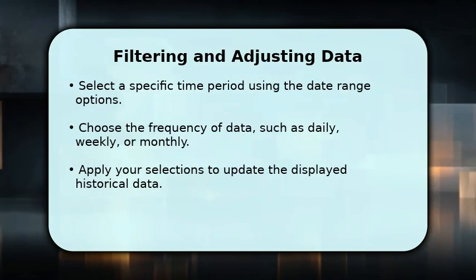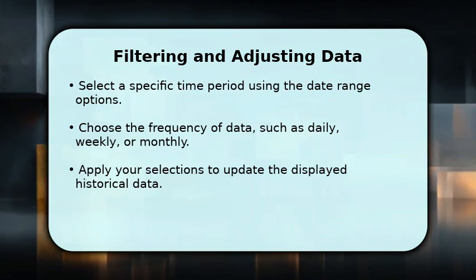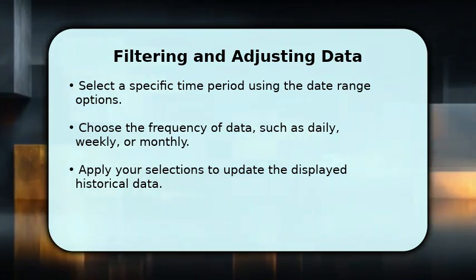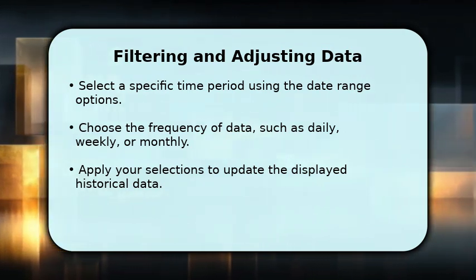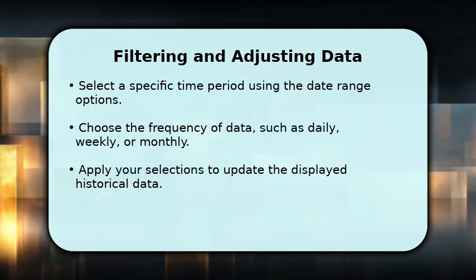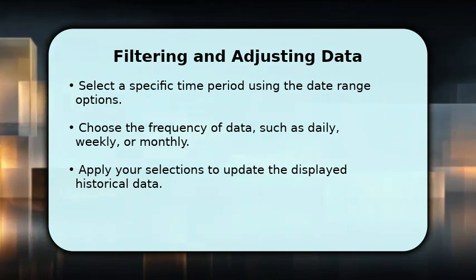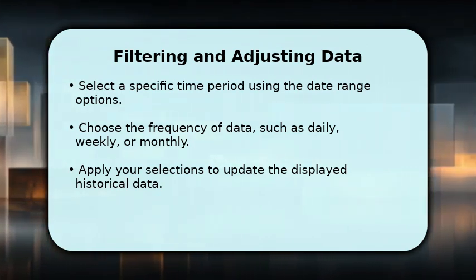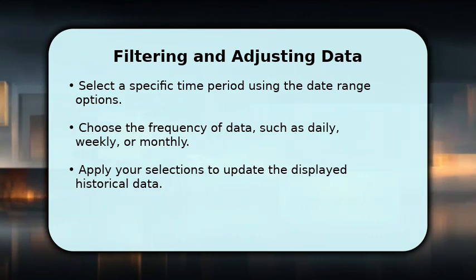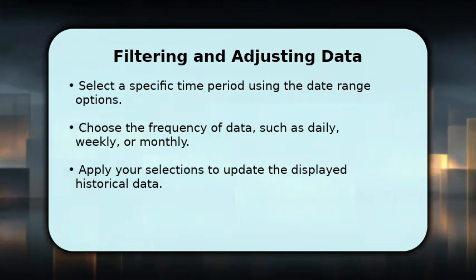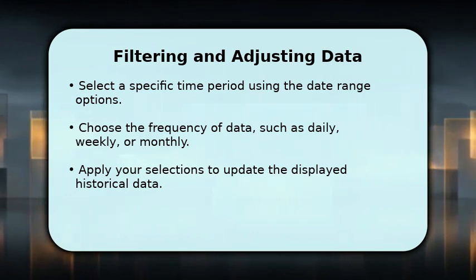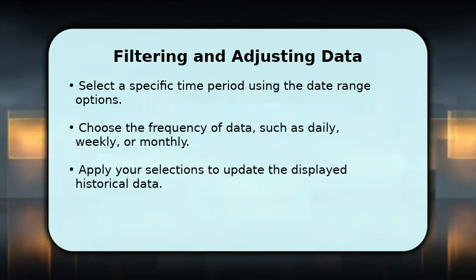After accessing the historical data, you can customize the information to fit your needs. Use the date range selector to specify a particular period, whether it's the last 5 years or a custom range. Next, choose the data frequency. Options include daily, weekly, or monthly prices. Remember to click Apply after making your selections to refresh the data table with your chosen parameters.